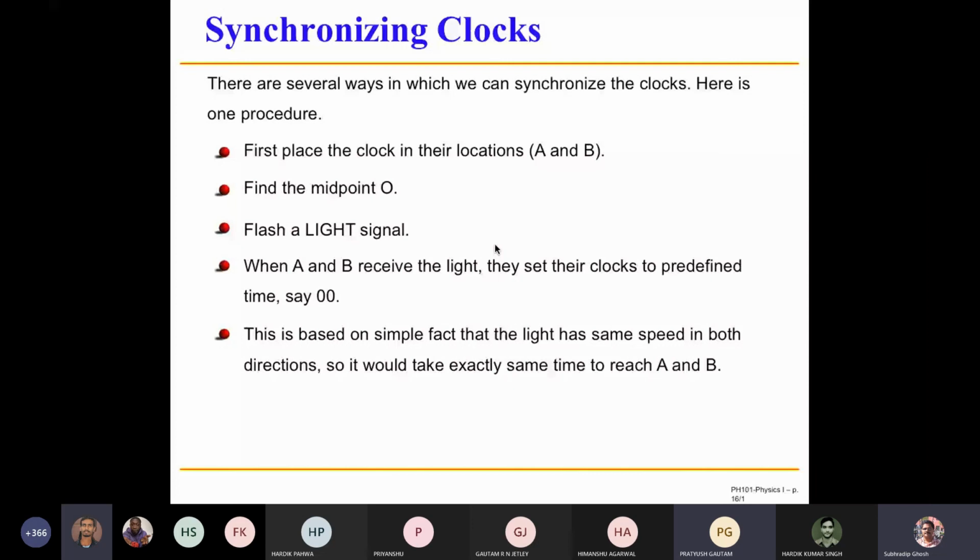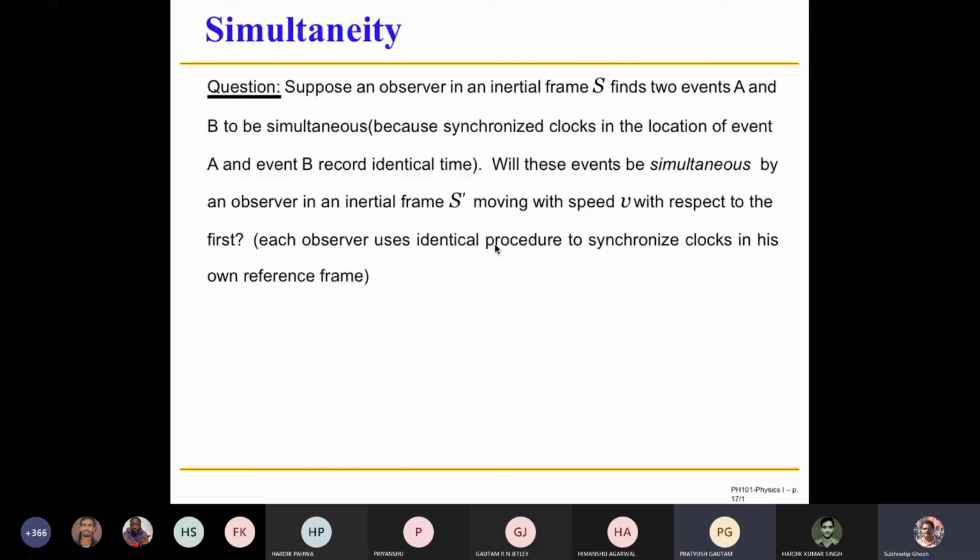Now, fine, I have synchronized clocks, but still there is a problem. Suppose an observer in an inertial frame S finds two events A and B to be simultaneous, because he has synchronized clocks at the locations of event A and event B and they record identical time. Will these events be simultaneous for an observer in an inertial frame that is moving with speed v with respect to the first? So I have two inertial frames, one moving with a velocity v with respect to the other. The observer in each inertial frame has synchronized his clocks. So he records the two events to be simultaneous. But does that mean the other observer would also record them to be simultaneous?